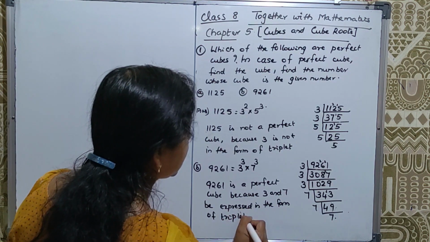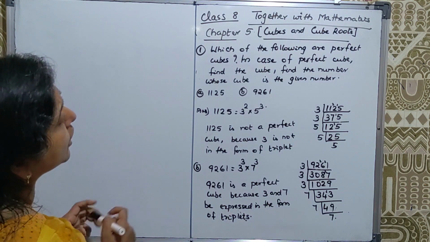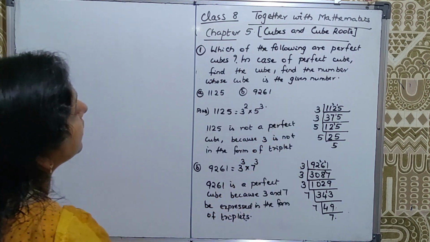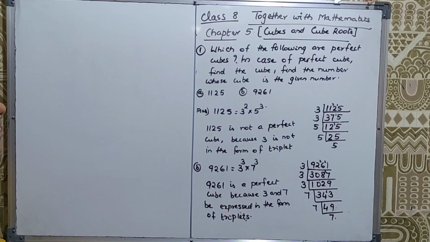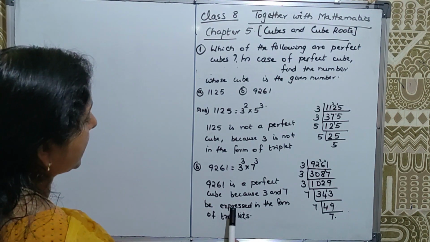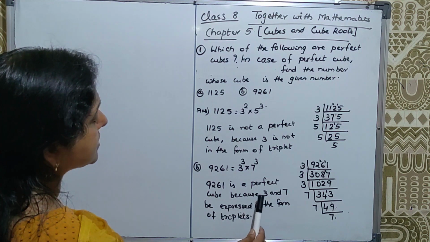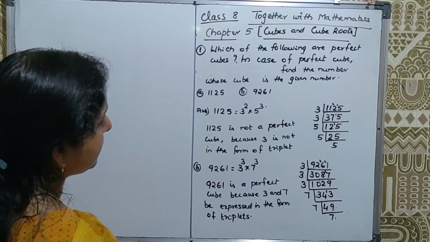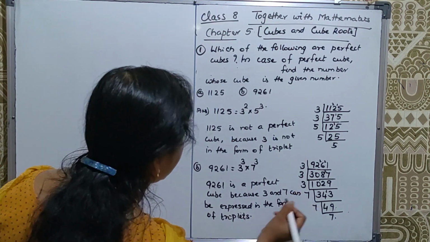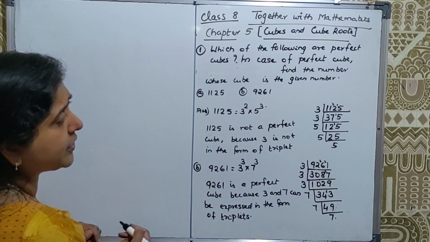Now they told you if it is a triplet, in case of a perfect cube, find the cube root, the number whose cube is the given number. Now if it is a triplet, you wrote 9261 is a perfect cube because 3 and 7 can be expressed in the form of triplets. 3 and 7 are in the form of triplets.